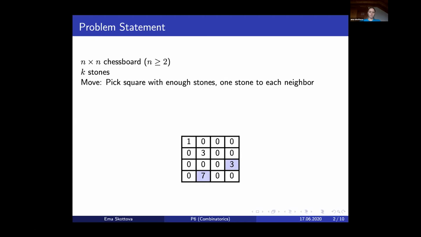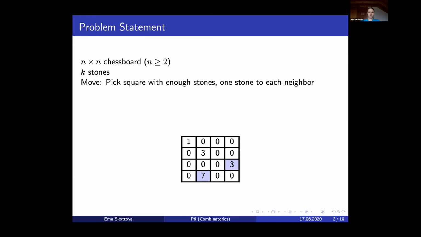If you look at the squares, only the 2 that are marked now have enough stones to make a move. Some of them have 0, of course they can't make a move. The top corner only has 1 stone, but it has 2 neighbors. And then there's another square that has 3 stones but 4 neighbors. So we can only make moves with those.